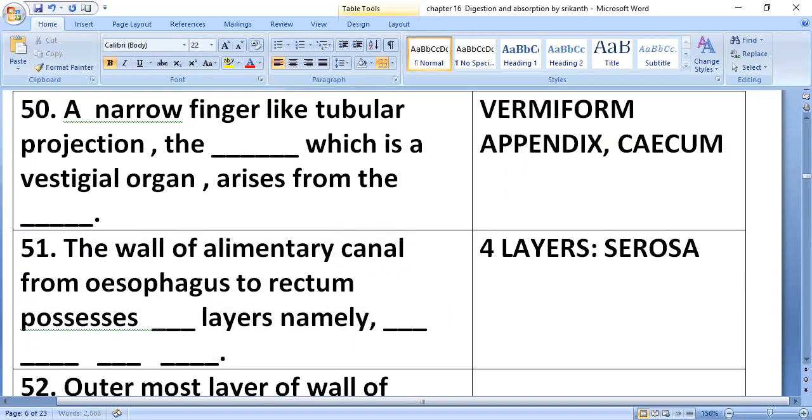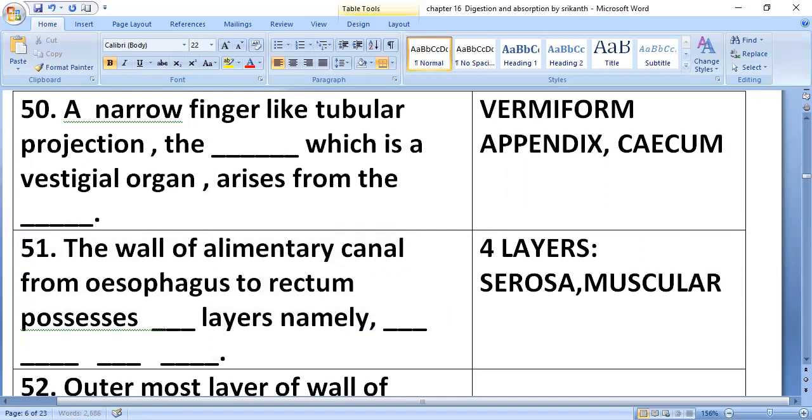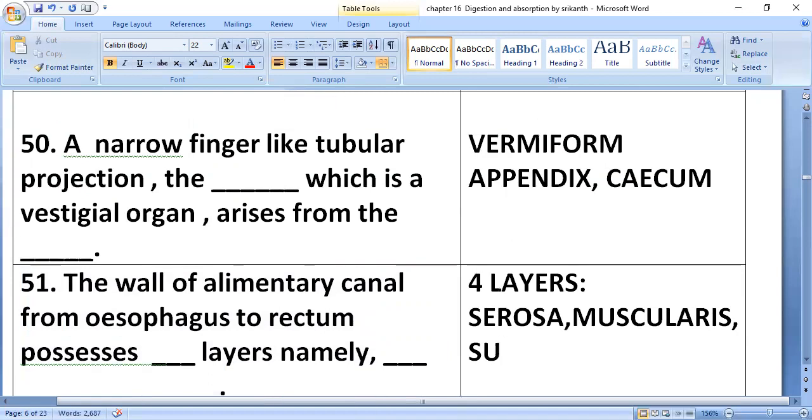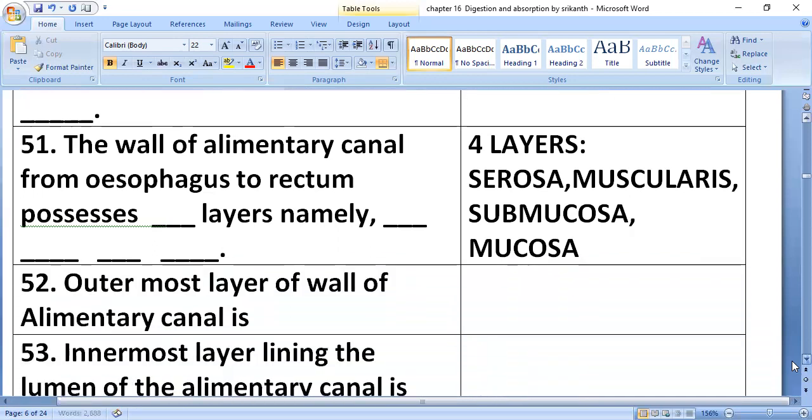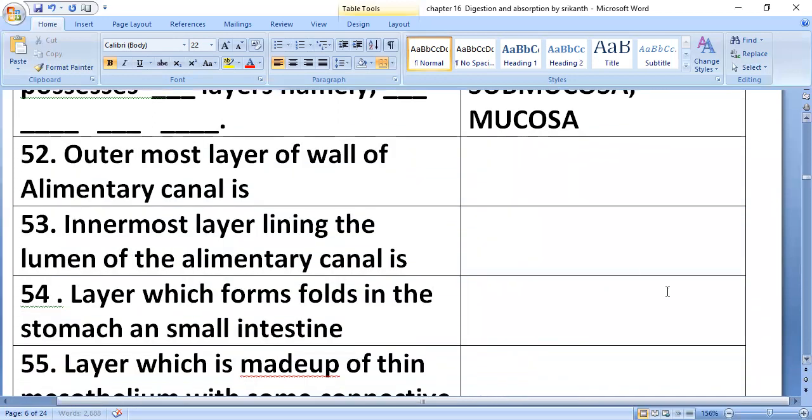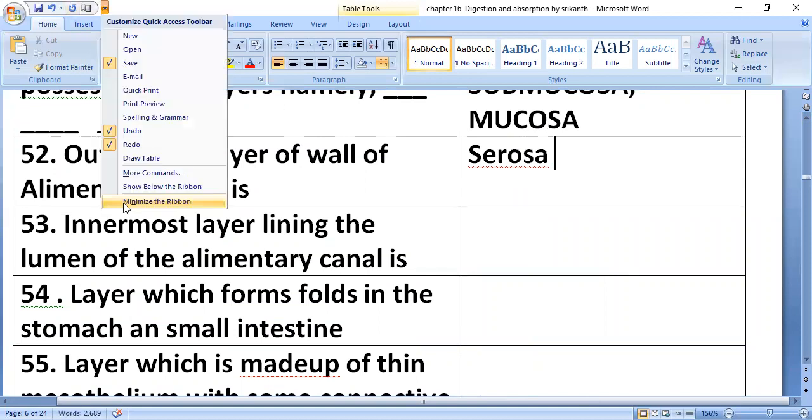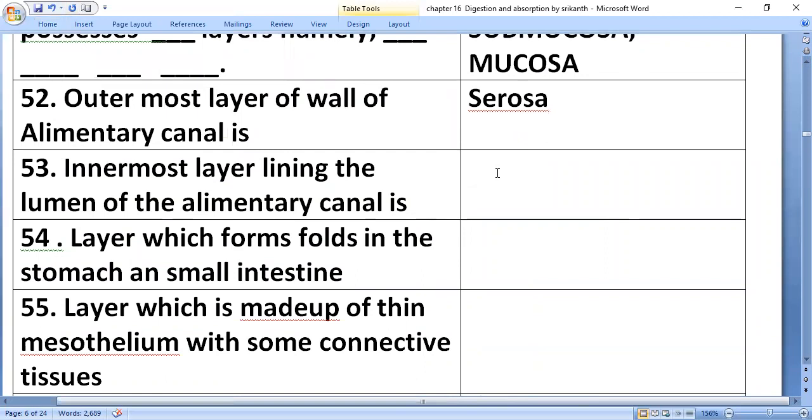Serosa, muscularis, submucosa, and mucosa. There are 4 layers: serosa, muscularis, submucosa, and mucosa. Outermost layer of the wall of alimentary canal is serosa. Then innermost layer, the lining of the lumen of alimentary canal, is mucosa.